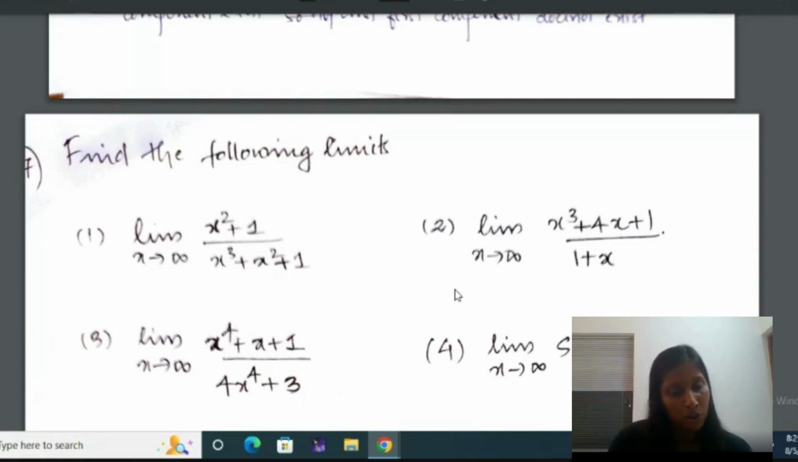If the degree of the numerator is greater than the degree of the denominator, then the answer will be infinity. If both degrees are the same, then we just take the coefficient of the largest power of x from numerator and denominator. Just here it will be 1 by 4. Okay, so that was the thing.